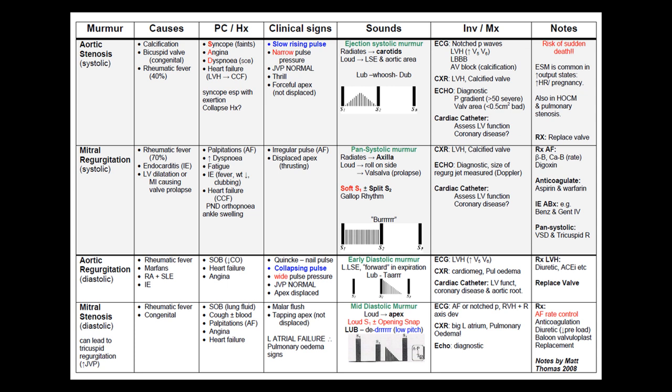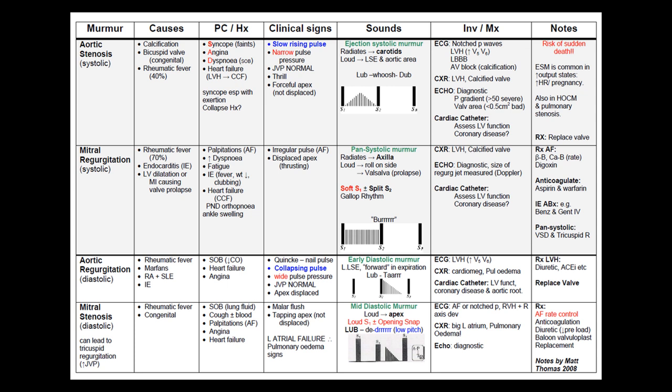And whenever you make them do Valsalva, which is the expiration against a closed glottis, reducing venous return to the heart, it will make it louder as well because the valve is prolapsing. You'll have typically a soft first heart sound and potentially a split second heart sound. And you might hear a gallop rhythm. It might be a third heart sound.